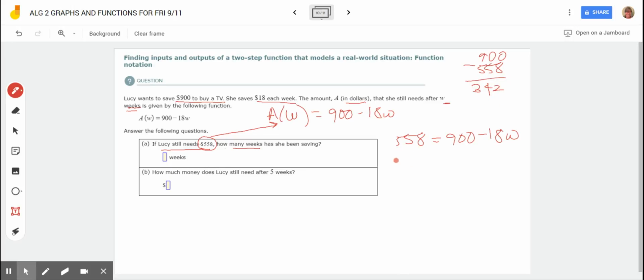So negative 342 is equal to negative 18W. Divide both sides by negative 18, and W is equal to 18 goes in.